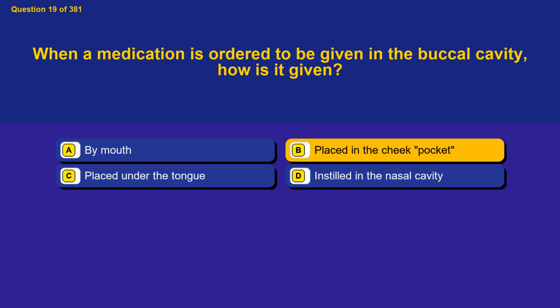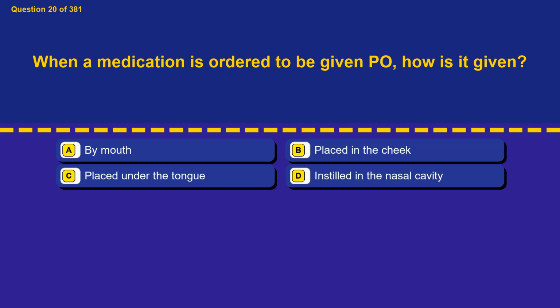The correct answer is option B. Placed in the cheek pocket. Question 20. When a medication is ordered to be given orally, how is it given? Option A. By mouth. Option B. Placed in the cheek. Option C. Placed under the tongue. Option D. Instilled in the nasal cavity.